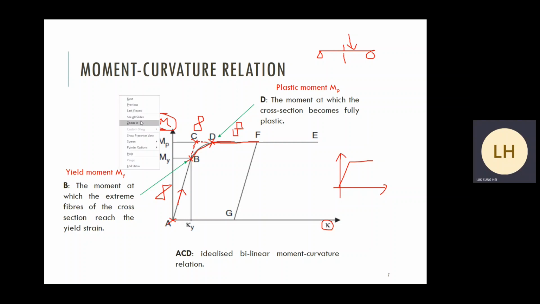And there are two moments we have to emphasize: My and MP. My is the moment when the member starts to yield at the extreme fibers. We call it yield moment. When the extreme fibers start to yield, the corresponding moment is called My, yield moment. On the next slide, we will review how to get this value, My. Another special value is MP. MP is the fully plastic moment. When the whole section has yielded, what is the corresponding moment of resistance? We will review how to get the values.